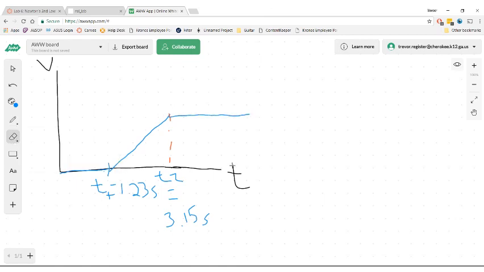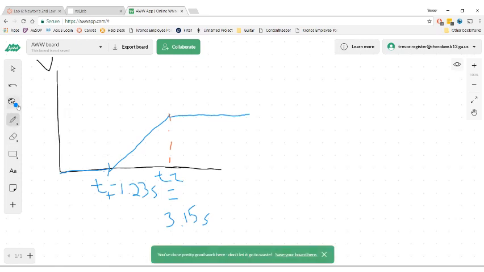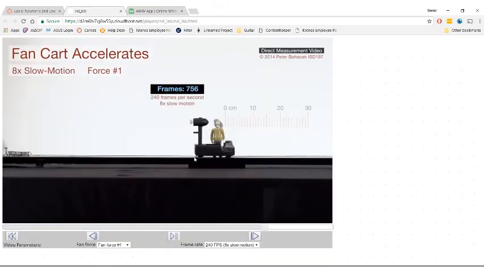Let me make a little more room on my graph. The last thing I need to get is the amount of time that the cart traveled at that constant velocity. So I need my T3. Let me set it up over here. To get this, I'm going to go back to the video, and what I need is the time that it takes for the cart to travel 30 centimeters, because I need this measurement here.